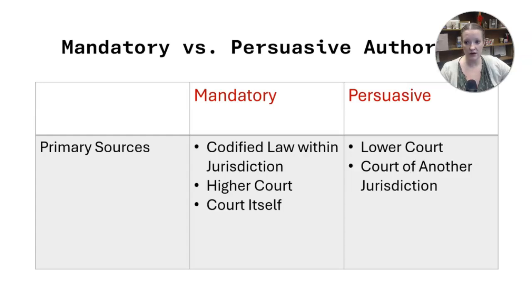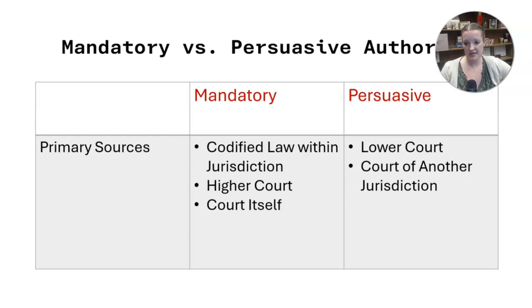Now, we'll recall the importance of determining whether the case law we're looking to is mandatory or persuasive, right? With respect to secondary sources, those will never be mandatory. Secondary sources are always persuasive. However, primary sources can be mandatory. We have to look at a few things. Outside of case law, codified law within our jurisdiction will be considered mandatory.